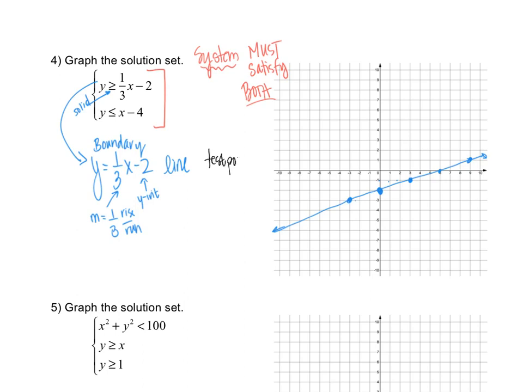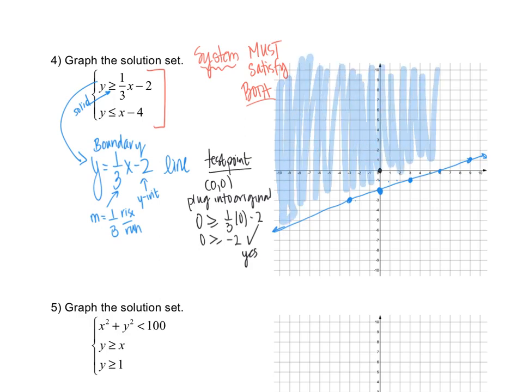So our test point could be anything as long as it's not on the boundary. Often what I really like to use is 0, 0, just because it's easy to plug in. When I plug it into the original inequality, which would be the top, it says 0 is greater than or equal to 1/3 times 0 minus 2. So 0 is bigger than or equal to -2. Is that true? Yes. So 0, 0 was located right at the origin, so we would want to include that point in our shading. So I want everything up above.